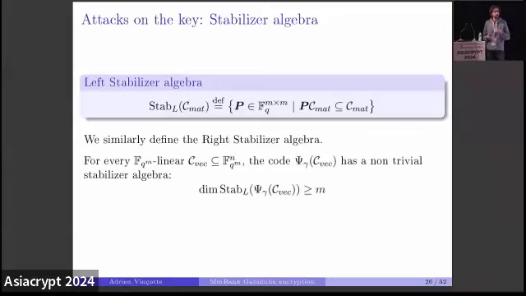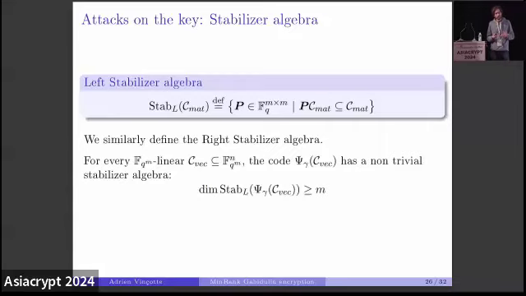So now I will speak more carefully about the attacks on the public key, which allow one to distinguish a random code from a valid public key, so a matrix Gabidulin code which has been masked with the masking we propose. Firstly, I will define the left stabilizer algebra. The left stabilizer algebra is a set of matrices such that when we multiply the code on the left, we obtain a new code which is included in the first.